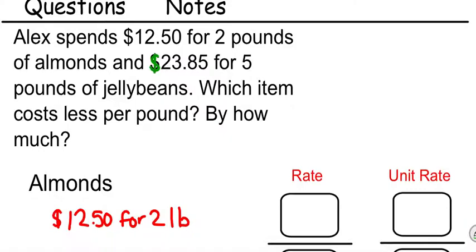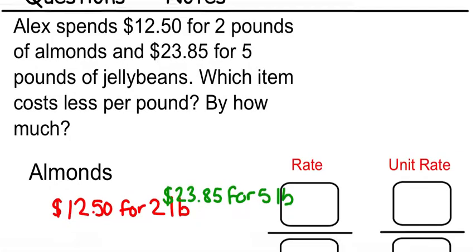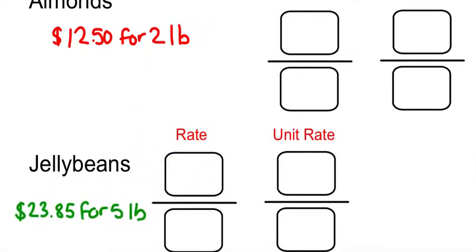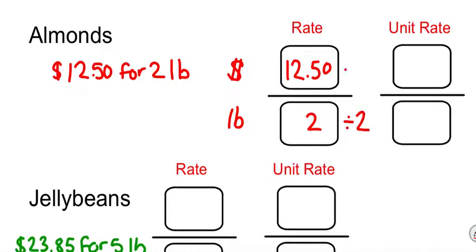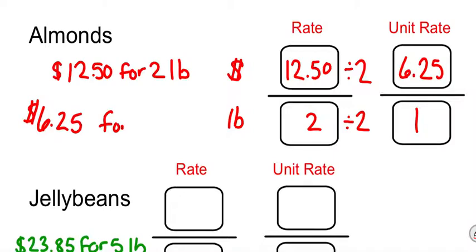I also know that I have $23.85 for 5 pounds of jelly beans. So I'm going to take that information and bring it down to my jelly bean portion. I know that I have to fill in the rates and the unit rates for my almonds. Again, it told me dollars for pounds. So I know that dollars are first and pounds are second, which is going to make this $12.50 over 2. I divide both sides by 2 to get to my unit rate of 1. When I do that, I get $6.25. This unit rate tells me that it is $6.25 for 1 pound.